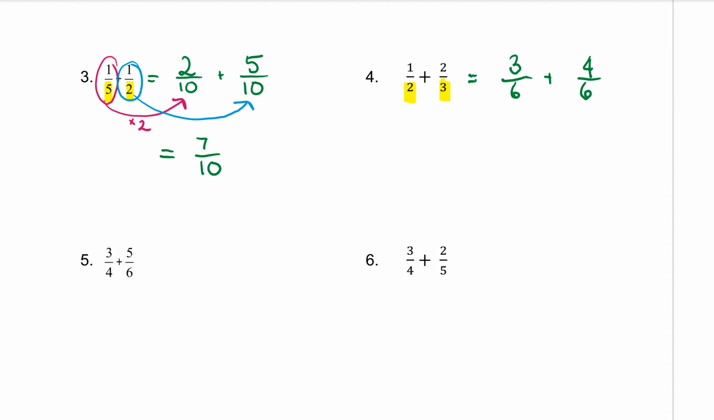Okay, once we have the common denominator for those equivalent fractions, we add the numerators together. 3 plus 4 is 7. Over the denominator doesn't change, it is a 6. We can leave it as an improper fraction, or this one we can actually change to a mixed numeral. 6 goes into 7 once, with a remainder of 1 that we put on the top of the fraction over the 6, which was the denominator.